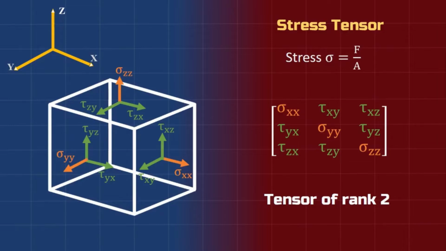Like sigma xx shows the x directed force on the surface area whose area vector is in the x direction. Similarly, tau xy shows the x directed force on the surface whose area vector is in the y direction, and so forth. So a tensor is an algebraic object that describes a relationship between sets of algebraic objects related to a space vector. Like you see here, the stress tensor is basically a combination of 9 different stress components which are related in a vector space.